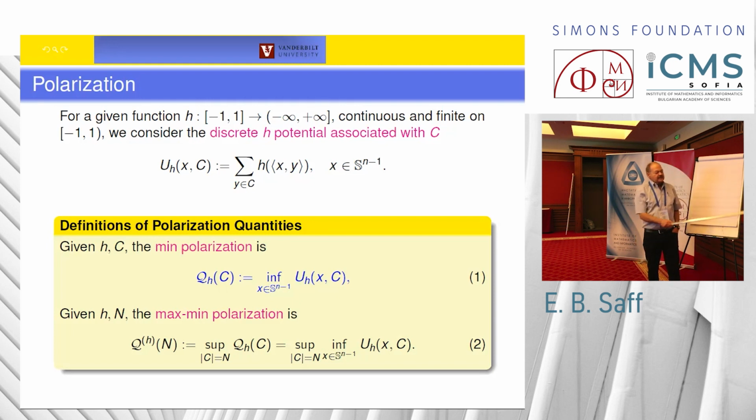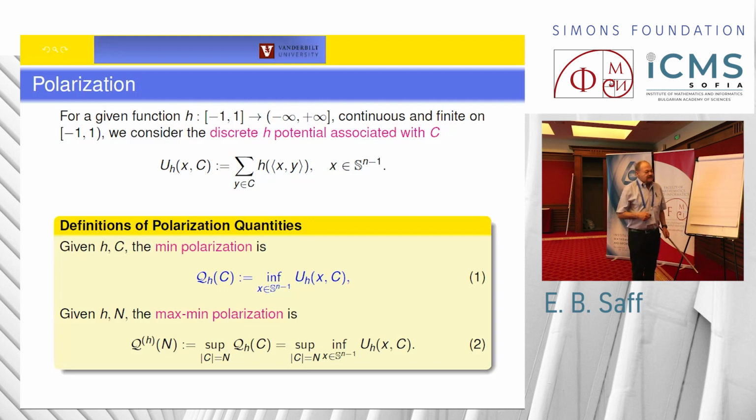And if we're given our function h and a positive integer n, we can then look at such minima and take their maximum over all codes of cardinality n. So that's the so-called max-min polarization. This is just min polarization; with the superscript here, it's max-min. So I'm going to start talking a bit about the max-min problem, which is a tougher problem, and then go on to talk about just the minimization problem.